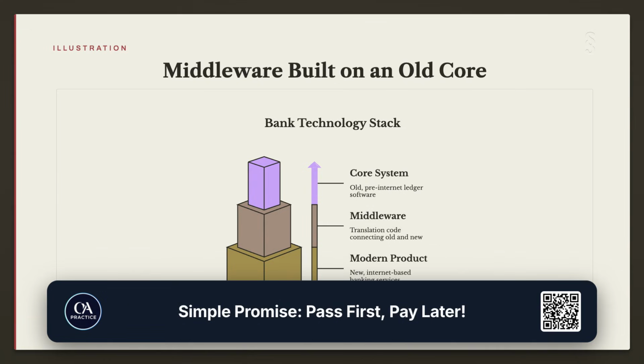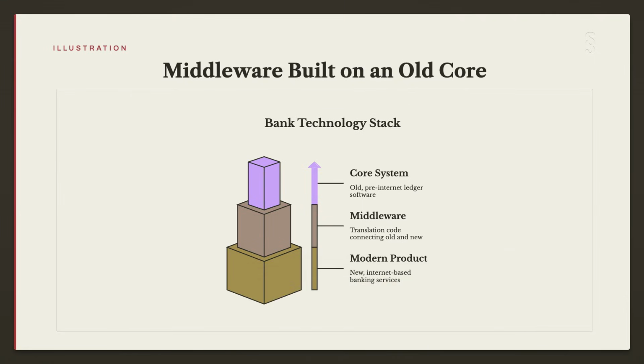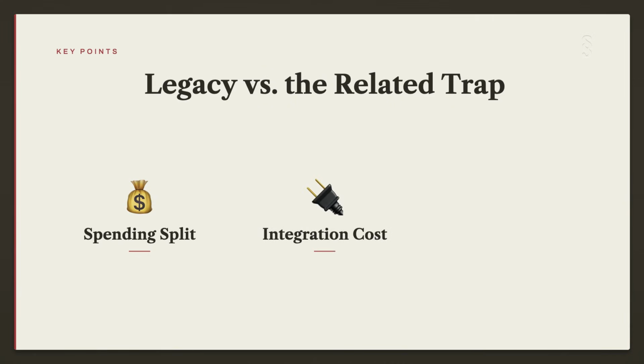Integration makes this worse. A modern product needs to connect to the core system, but that core system was often built before the internet existed. So middleware gets written to translate between old and new, and that middleware becomes one more fragile thing to maintain. This creates a spending split. Incumbents pour budget into maintaining what exists, while a startup spends everything building the current product, so equal budgets can mean wildly different progress.